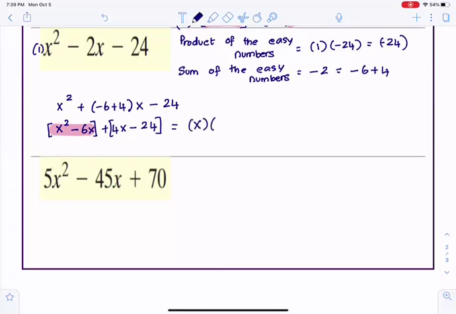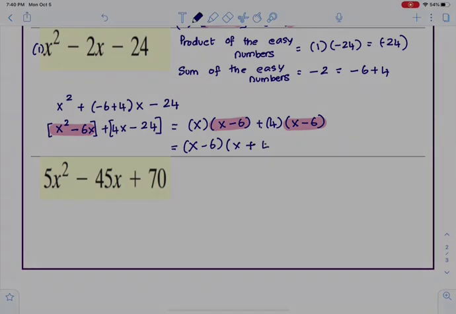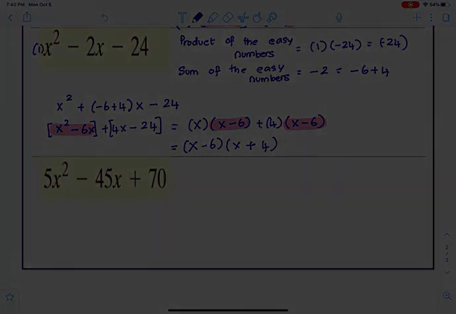If I pull x out of x squared, I'll simply have x left behind. X out of 6x, I would have minus 6. In the last two terms, 4 is in common. So if I pull 4 out of 4x, I would leave x behind. 4 out of negative 24 leaves us with negative 6 behind. Now, if you look at those two terms, x minus 6 is in common. So if we pull x minus 6 out, we will have x in the first term. There is a plus in the middle, plus 4. And that would be the factored version.